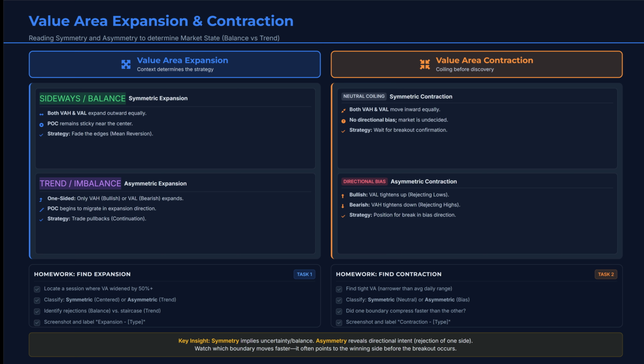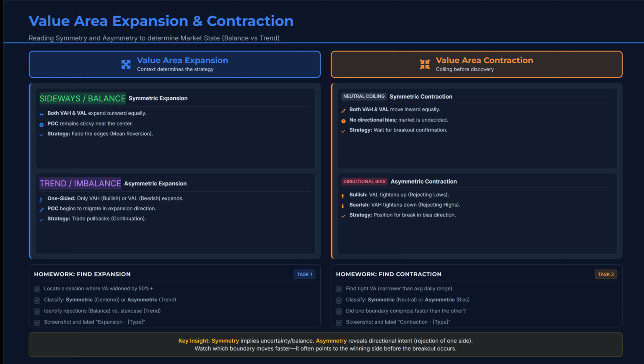The master principle: symmetry versus asymmetry. Here's the overarching principle that ties all four patterns together. Symmetry implies uncertainty and balance. When both boundaries move at the same rate, whether expanding or contracting, the market is undecided about direction.